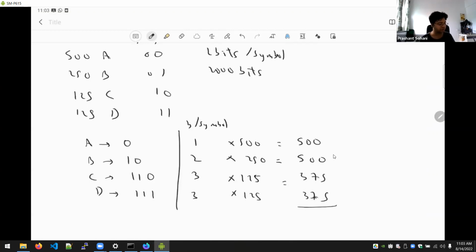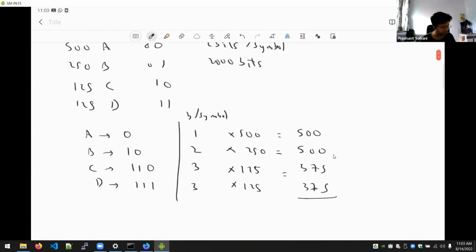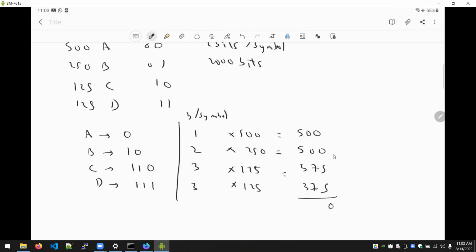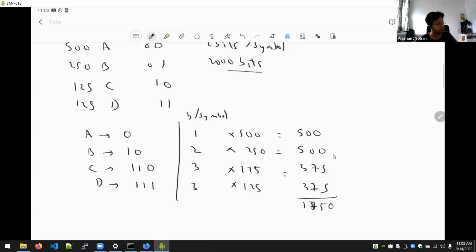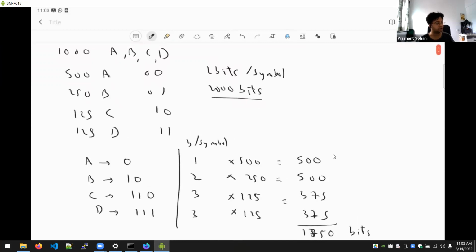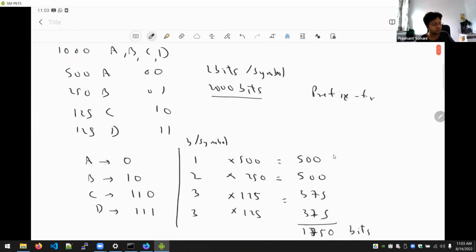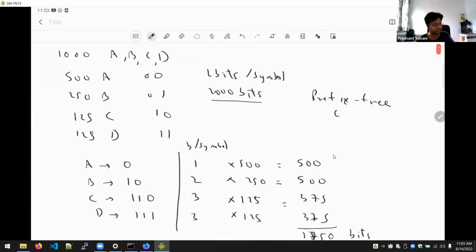If you add up all of this, what is the total size of the file that you have to transmit? 1750, right? Your original file was 2000 bits, but now we're able to send only 1750 bits and transmit the same information. So that is what this code is achieving. This is an example of what is called the prefix free code. Most people call it prefix code, but I like to call it prefix free code because it doesn't have prefixes. Calling it prefix code is a bit misleading.